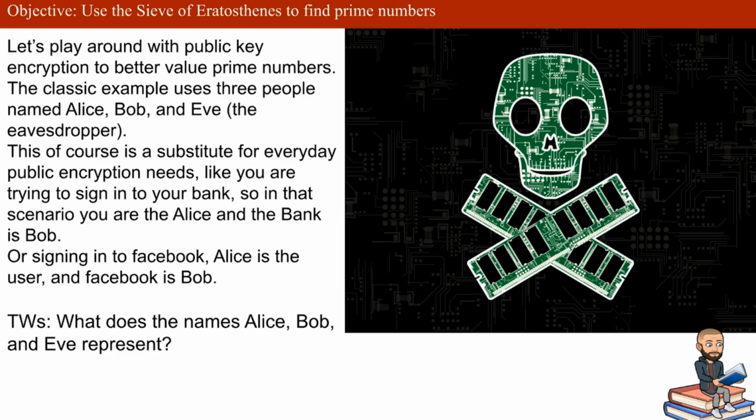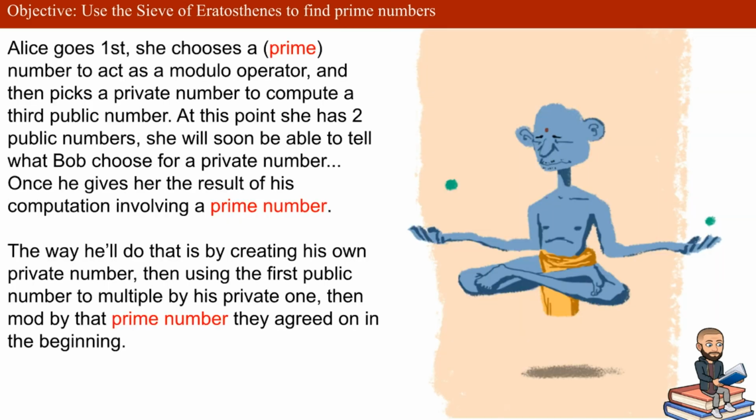It says Alice goes first, she'll choose a prime number to act as a modulo operator, and then she picks a private number to compute a third public number, and at this point she has 2 public numbers. She will soon be able to tell what Bob chose for a private number, once he gives her the result of his computation involving a prime number, that is. The way he'll do that is by creating his own private number and then using the first public number to multiply by his private one and then mod that by a prime number they agreed on in the beginning.